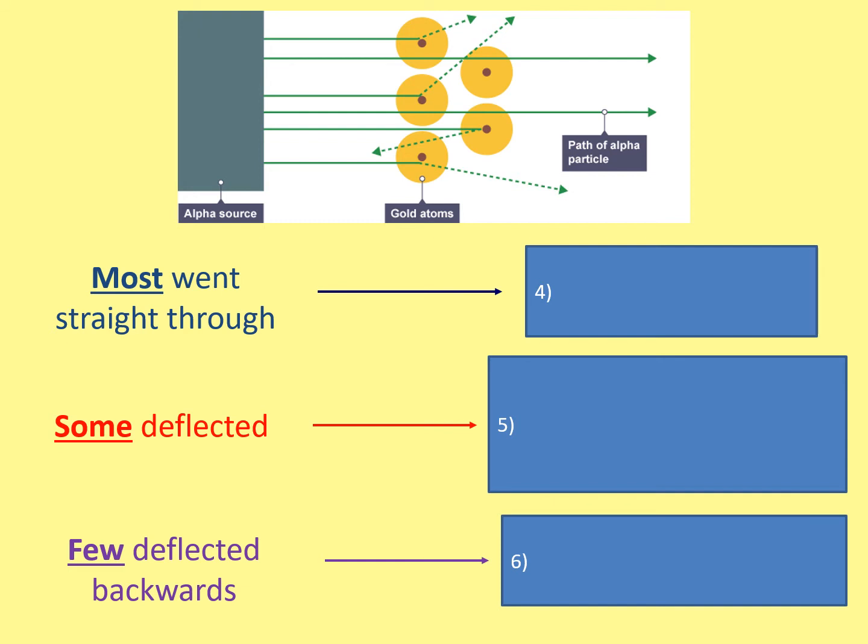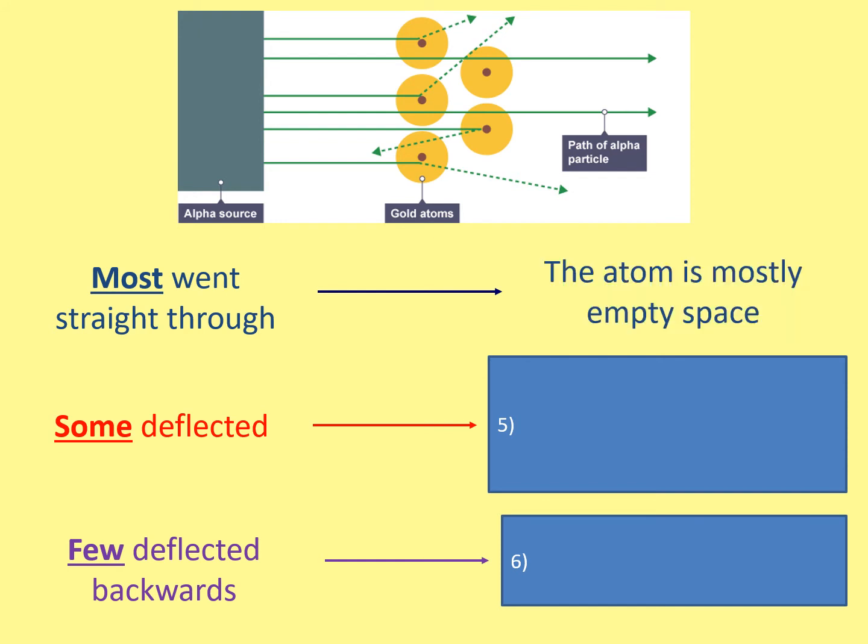That is what happened. And the three conclusions are this. The first one is that the atom's mostly empty space. If most are going straight through, then that's the conclusion you come to. Most of the atom's empty space. And that's why in current day atoms, there's mostly a gap between the shells of the electrons and the nucleus. It's just empty space, so the alpha particles can go straight through.